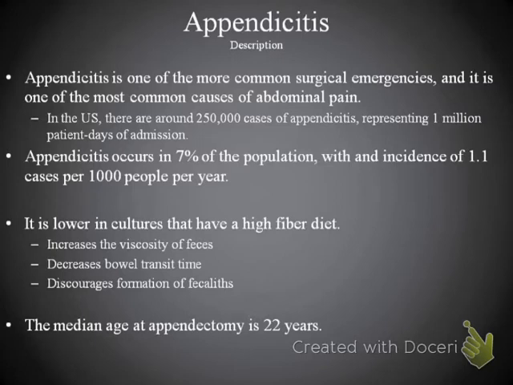these 250,000 cases are averaging around 4 days of admission per patient based on appendicitis. Appendicitis occurs in 7% of the population, with an incidence of 1.1 cases per 1,000 people per year. So this simply means that out of 1,000 people, one of those people is actually going to have appendicitis in the year. We do find several things interesting about appendicitis, though. We see that it's lower in cultures that have a high fiber diet, which increases the viscosity of feces, decreases bowel transit time, and discourages formation of fecaliths. So there is some reason to think that a high fiber diet might actually help to decrease the number of appendicitis cases that we see.